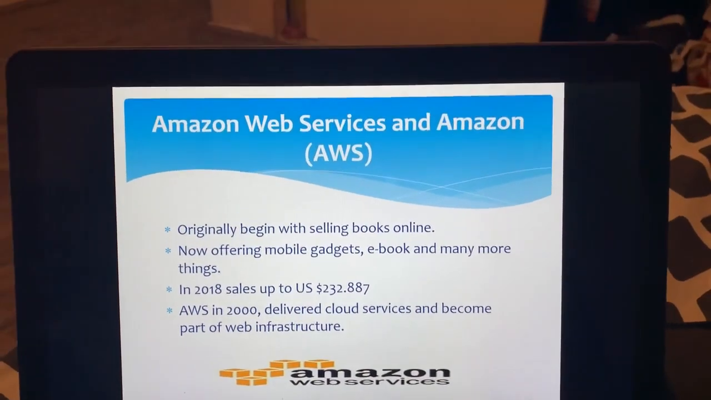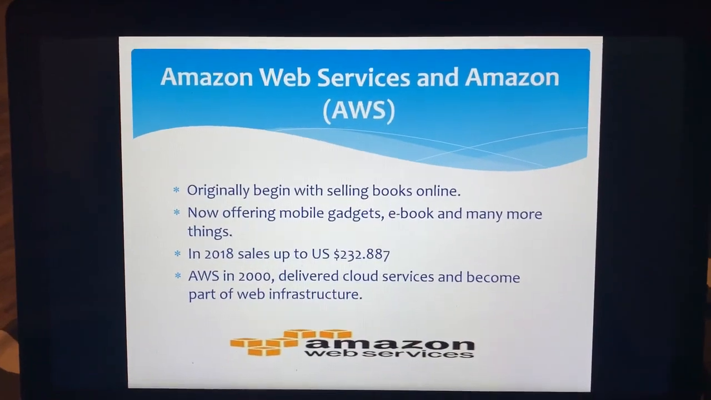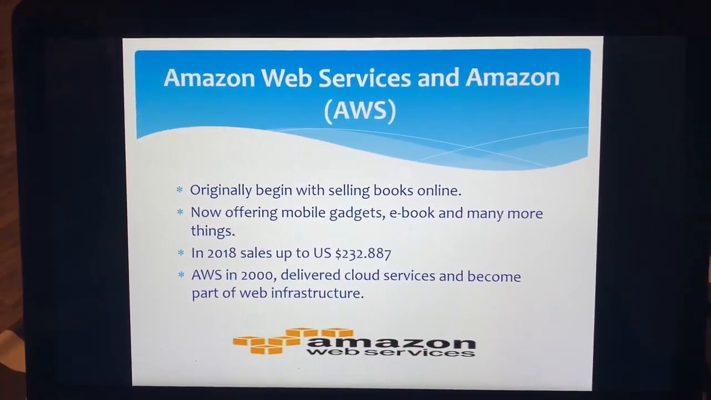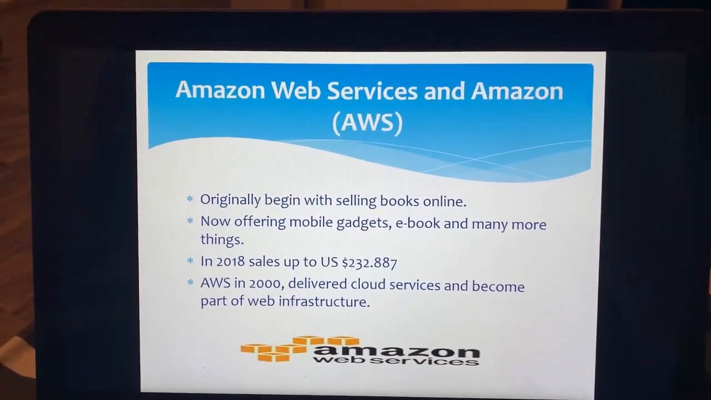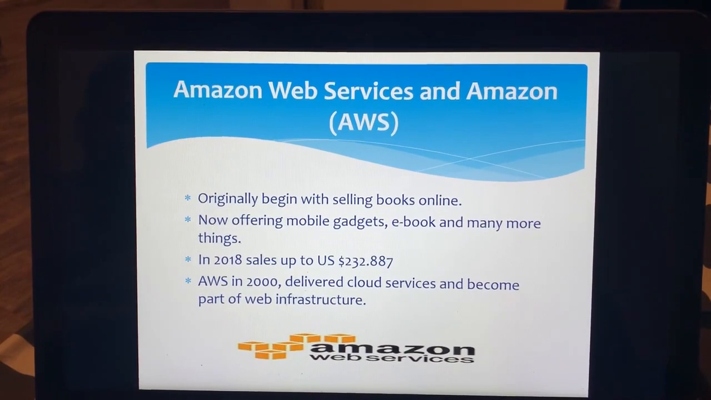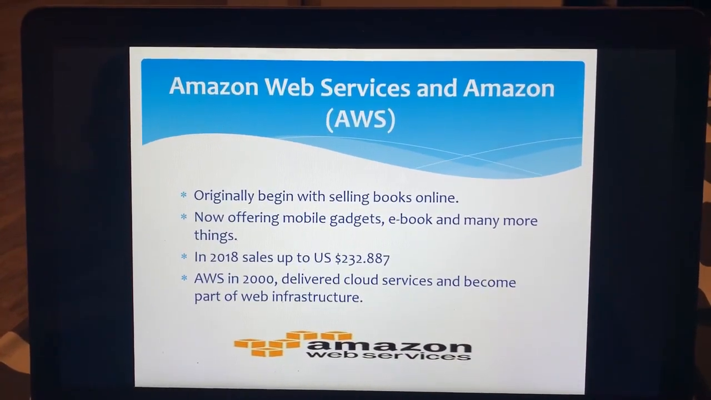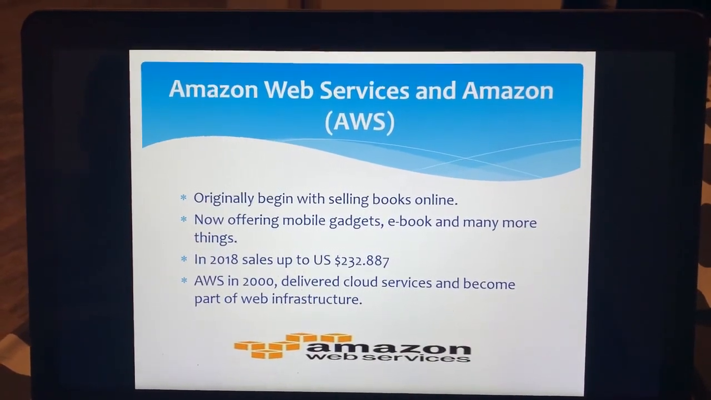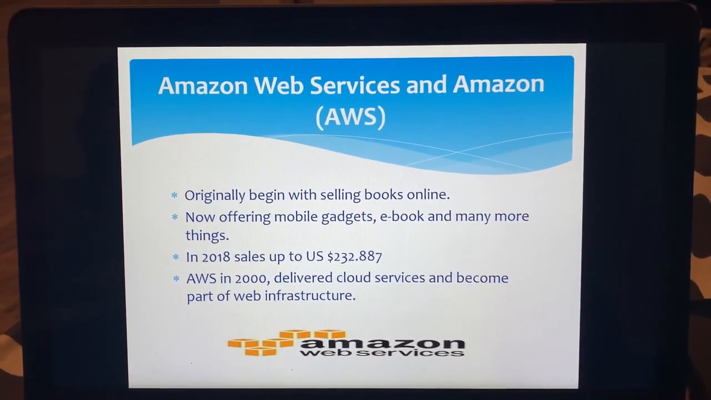We can see now AWS, which stands for Amazon Web Services, is related to the Amazon company. It originally began by selling books online. Now they are offering mobile gadgets, ebooks and many more things like Kindle, etc. In 2018, sales went up to $232.887. In 2000, AWS delivered cloud services and became part of the web infrastructure.